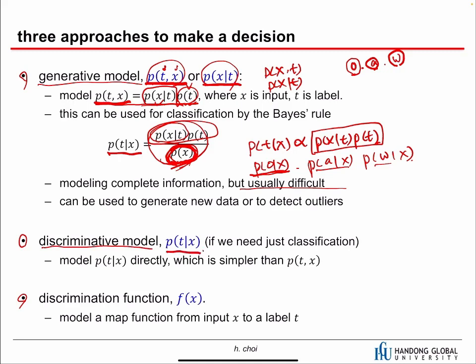Okay, and when we need just classifications, this is okay. And we model P of t given X directly, which is simpler than this one. Okay, in this case, actually we have this one. So we don't care about P of X for classifications. Okay, or instead of modeling P of t given X based on these equations, we can actually model this one directly.